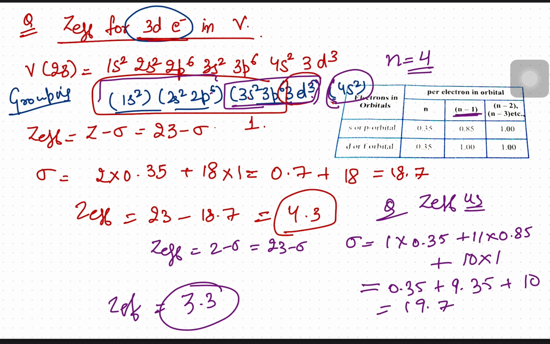Now there is one exception in that. The exception is the 1s electron. The exception is that 1s electrons always contribute 0.30. This exception you have to remember. Okay, so we'll do a full-fledged question in which the whole of the Slater rule will be covered. So yeah, let's start.